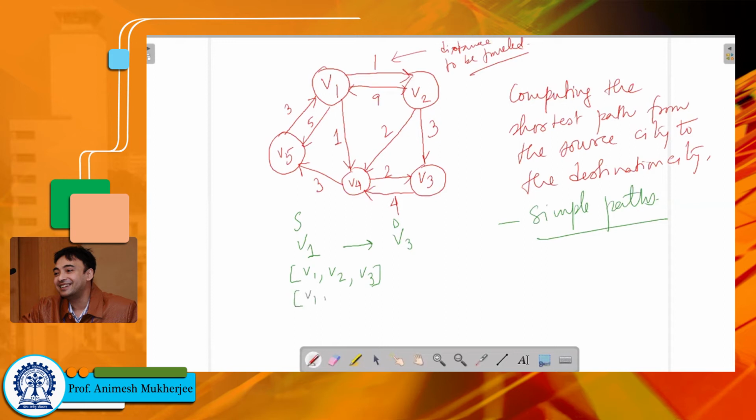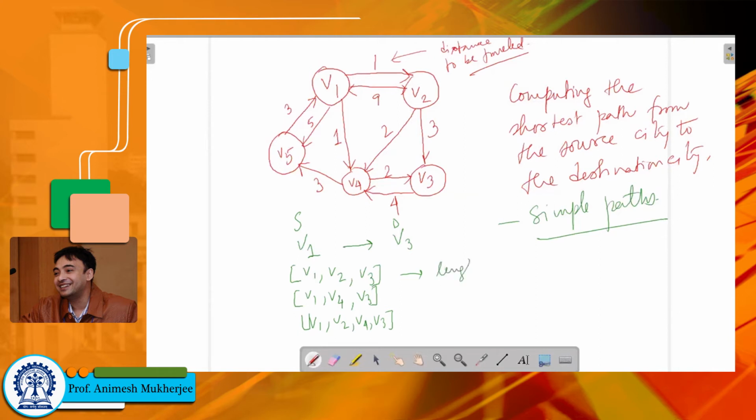V1, V4, V3, and V1, V2, V4, V3. Okay. Now for each of these, you can also compute the length or the distance to be traveled.